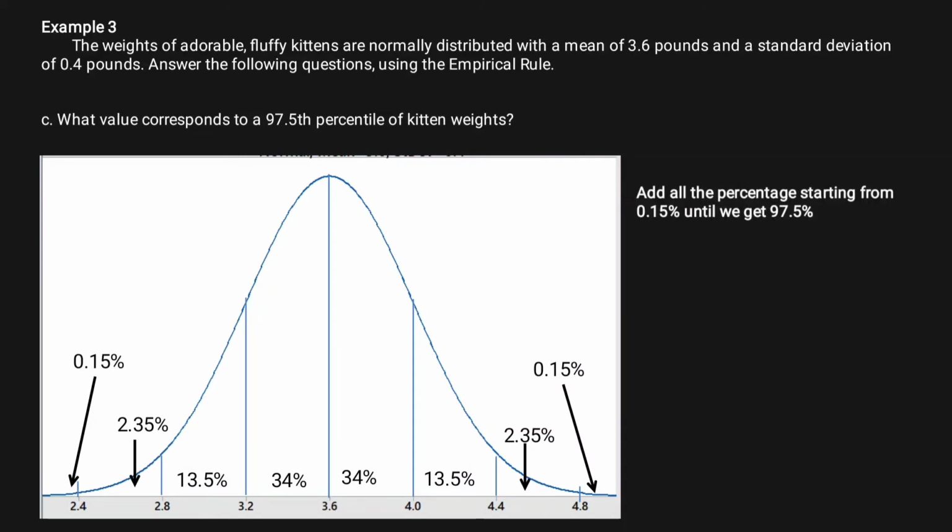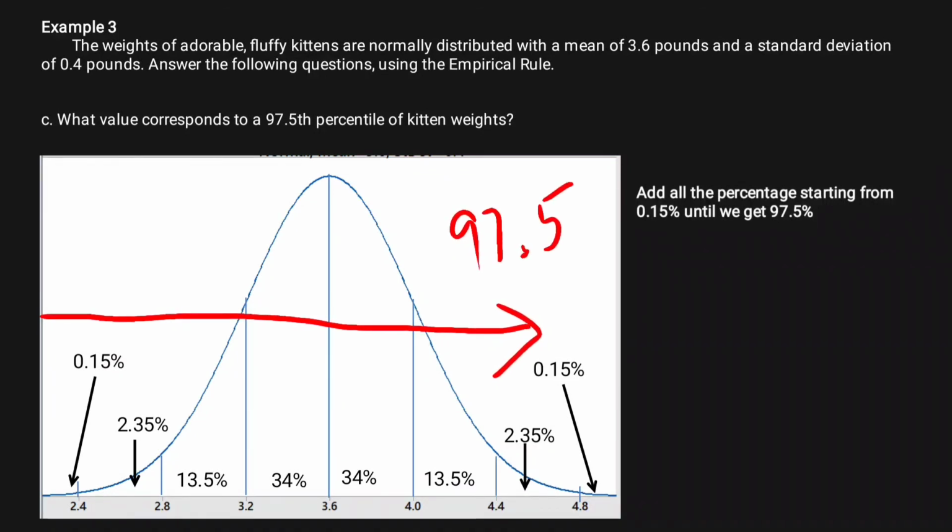Okay? So, para magawa natin yun, kailangan lang natin gawin, add all the percentage starting from 0.15% until we get 97.5%. Simula dito sa dulo, i-add lang natin hanggang makuha natin yung 97.5%. Or another way, magsimula tayo sa kompleto, kasi 100% or 1. Pwede natin i-subtract yung nasa right hanggang makakuha tayo ng 97.5%. Okay? So, pwede rin yun.